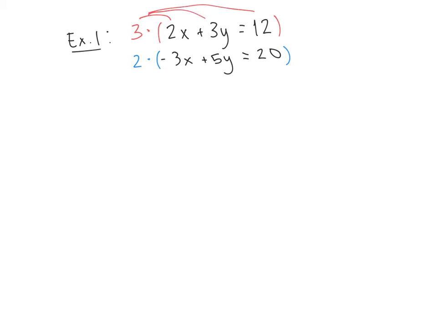Of course I have to distribute that 3 through to all the parts, and the 2 through to all the parts. When I do that, my first equation is going to transform into 6x, 3 times 3 makes a plus 9y, and 3 times 12 equals 36. And for my second equation, what that's going to transform into is 2 times negative 3 is negative 6x, 2 times a plus 5 is a plus 10y, and 2 times 20 is 40.